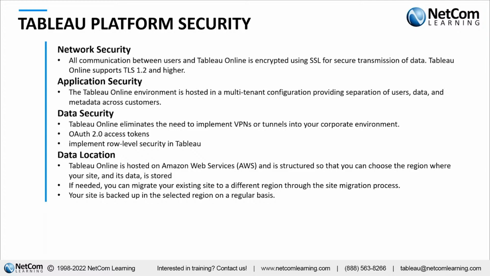Tableau Online eliminates the need for you to implement your own virtual private networks or tunnels in your corporate environments. It has the capability to use OAuth 2.0 access tokens, using which you can work on a lot of dynamic options. There are APIs available to you, so if you want to expose this information and consume it in other ways, it supports OAuth 2.0 access tokens as well. You can also implement row level security in Tableau to make sure that the right people have access to the right information. Next, data location.